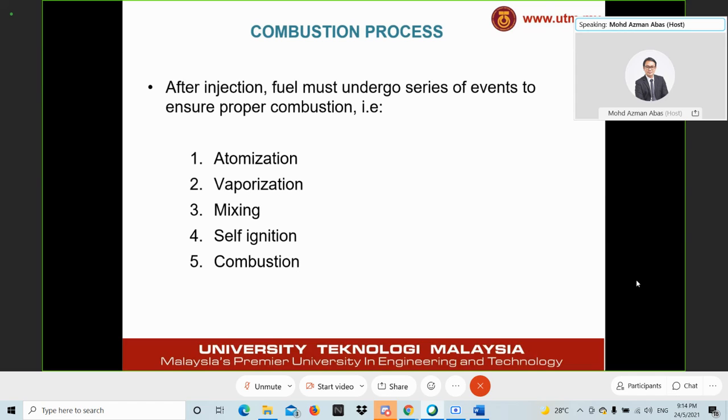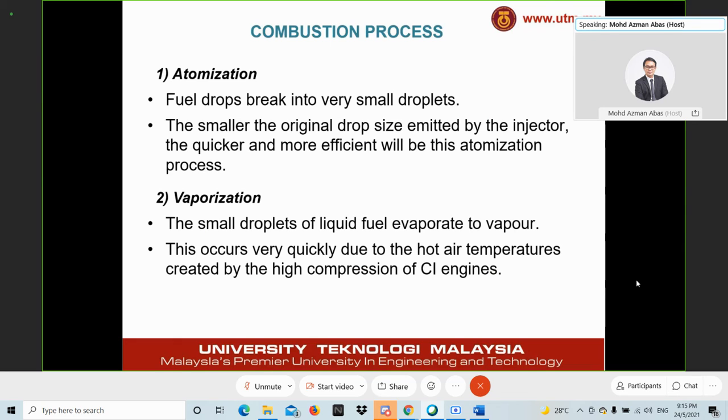So after injection, fuel must undergo a series of events to ensure proper combustion, which are atomization, vaporization, mixing, self-ignition, and also combustion. The combustion process starts with atomization. Fuel drops break into very small droplets. This can only be achieved if the pressure is high enough. The smaller the original drop size emitted by the injector, the quicker and more efficiently it atomizes with the air. Therefore in a CI engine, the fuel pressure needs to be very high in order to get small droplets.